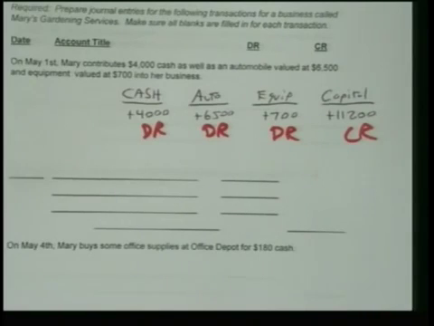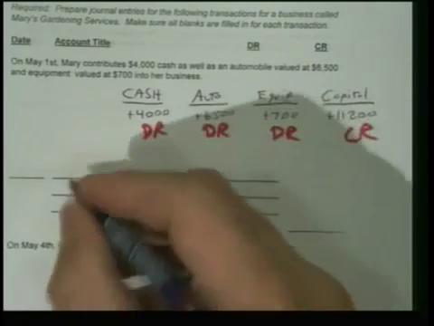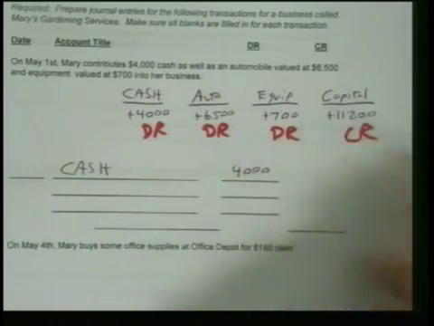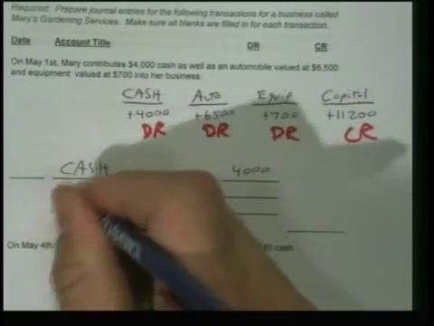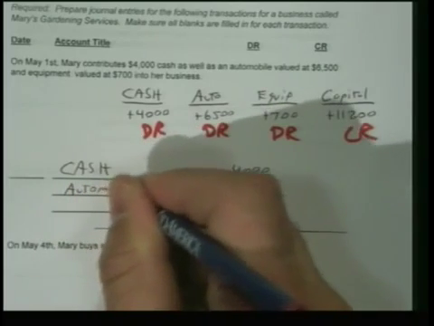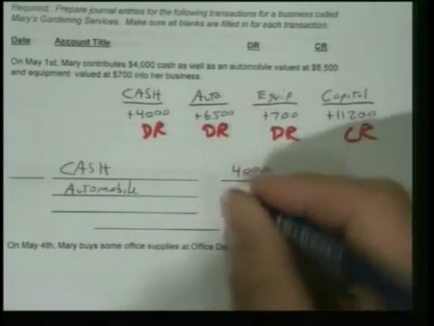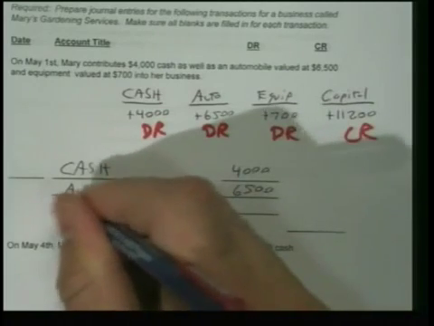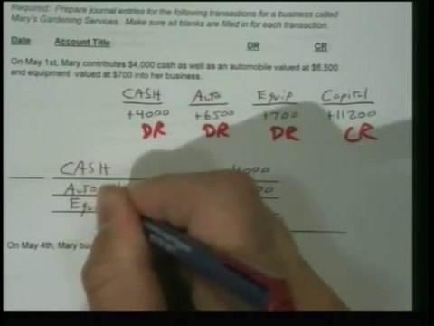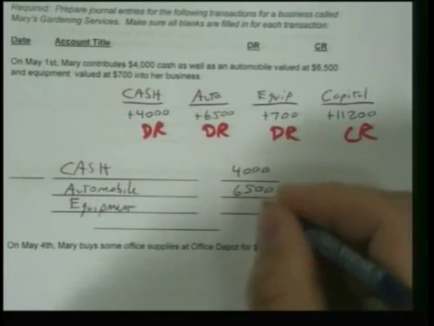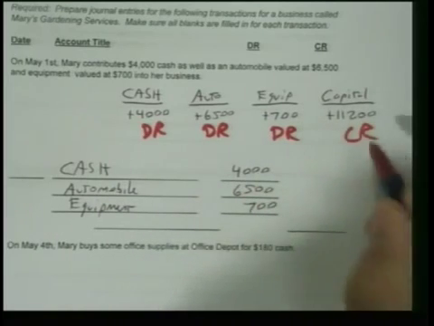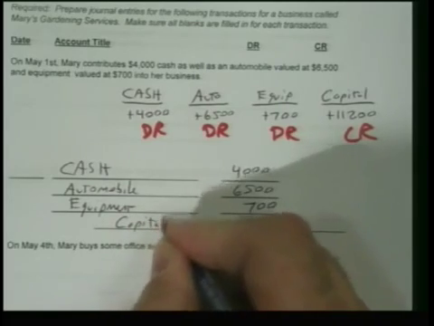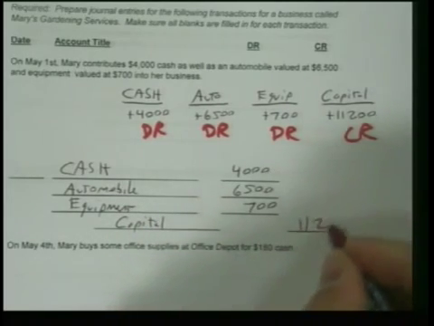Now, see, now we're done, aren't we? We debit cash for $4,000. We debit automobile for $6,500. We debit equipment for $700. And we credit capital. We could put the owner's name there if we wanted. I'm not gonna. For $11,200.